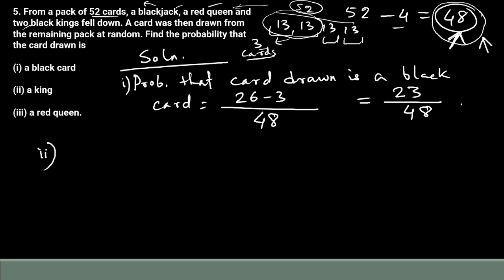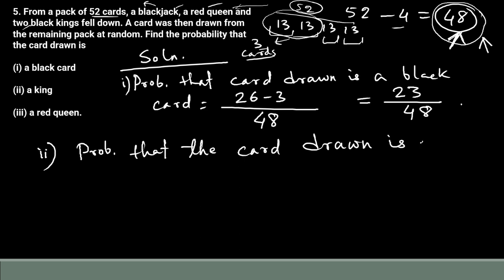Hope this is clear to you. Next: the probability that the card drawn is a king. What is the probability the card drawn is a king? Divided by 48 now, right? The total number of outcomes is 48.